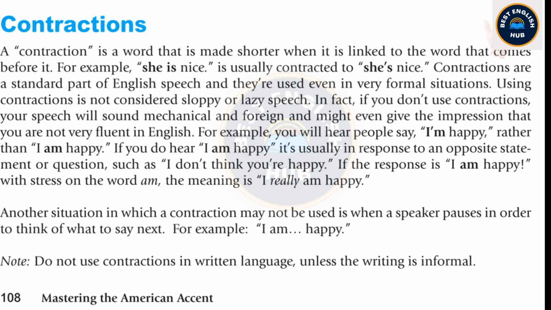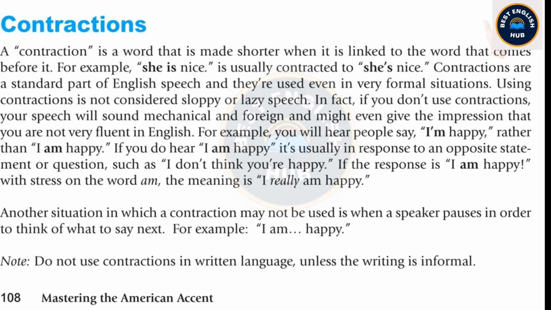Contractions. A contraction is a word that is made shorter when it is linked to the word that comes before it. For example, she is nice is usually contracted to she's nice. Contractions are a standard part of English speech, and they're used even in very formal situations. Using contractions is not considered sloppy or lazy speech. In fact, if you don't use contractions, your speech will sound mechanical and foreign, and might even give the impression that you're not very fluent in English.